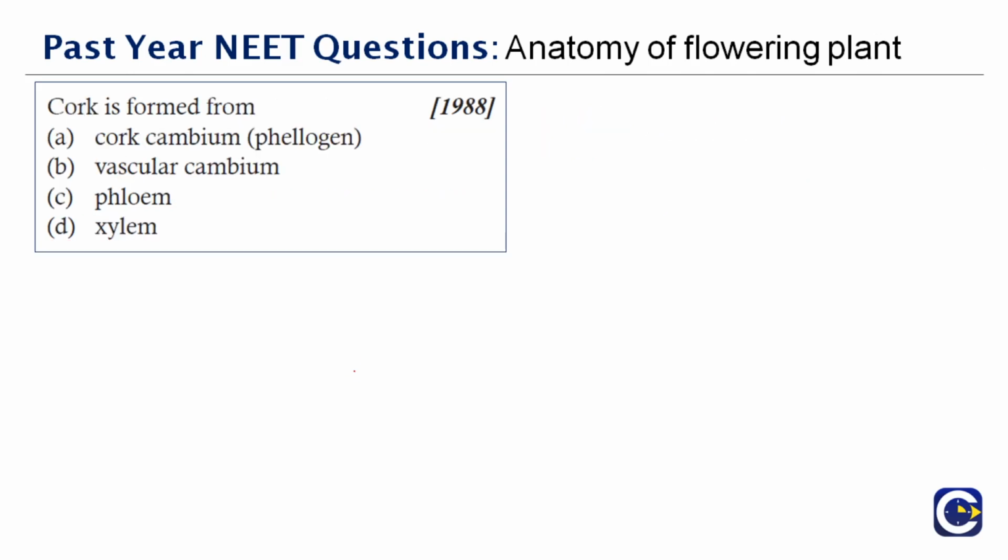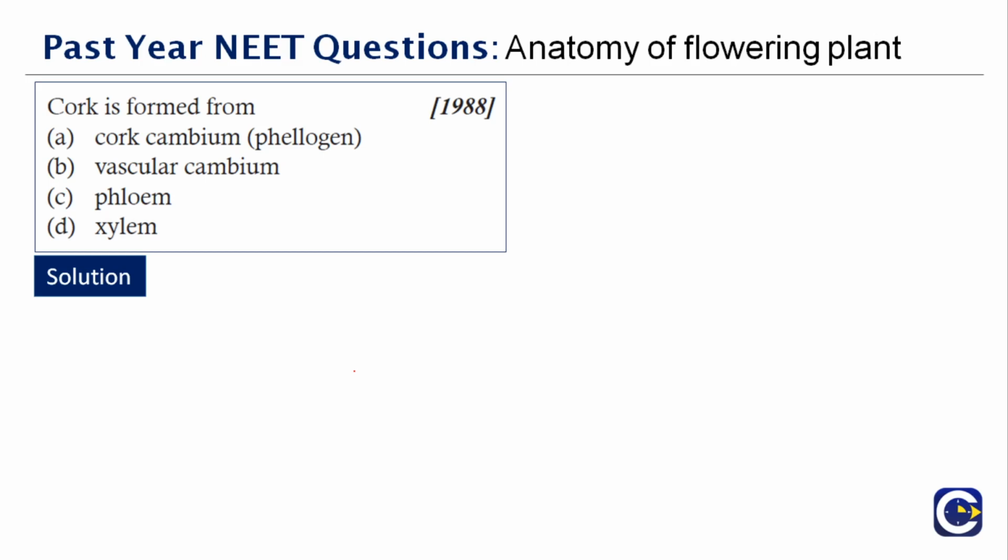Next question here. Cork is formed from dash. Okay, this is again an easy question for you because the question is direct and you almost have a clue here. Of course, it is option A, cork cambium, phellogen. Phellogen present in the outer cortical cells produces cork, or phellem, on the outer side, which consists of dead and compactly arranged rectangular cells that possess suberised cell walls, which causes them to become buoyant.